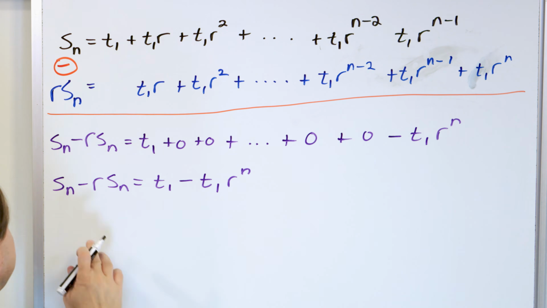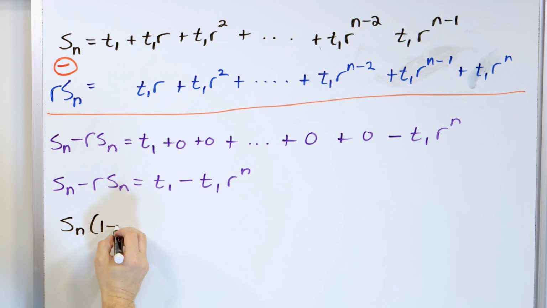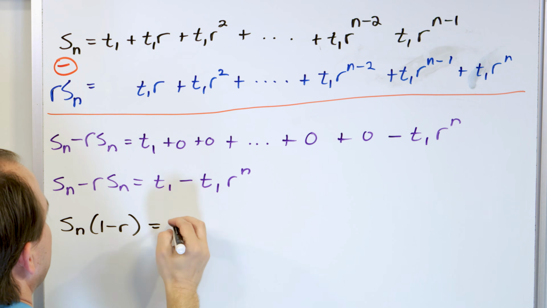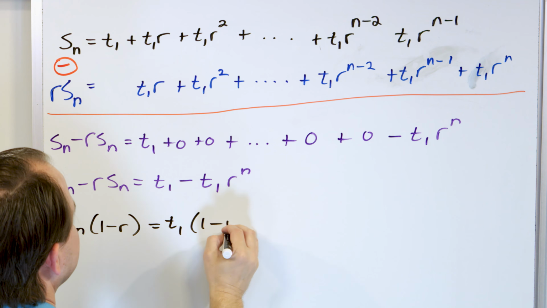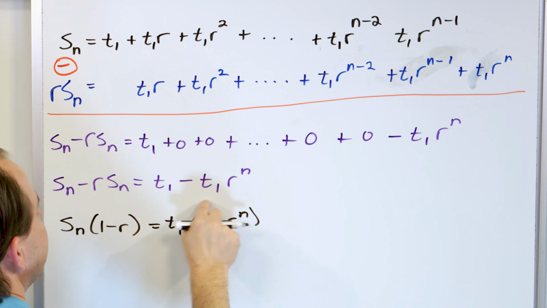So now all I have to do is clean up. I have an Sn here, so I'll pull it out, factor it out. I get 1 minus r on the left, 1 minus r. On the right, I pull out a t1. I'm going to have 1 minus r to the nth. Verify, you multiply through here, you get this. You multiply through here, you get this.